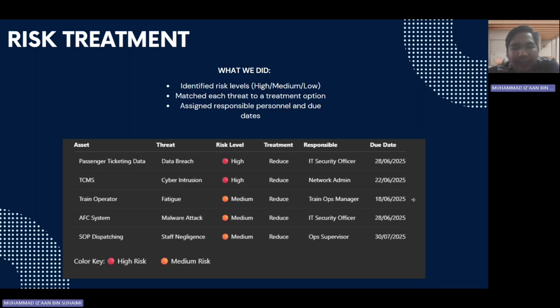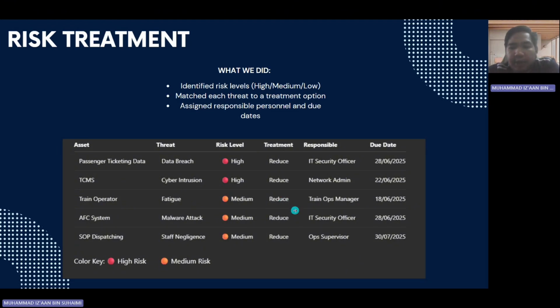Assalamualaikum and good day everyone. My name is Muhammad Iz'aan bin Suhaimi. I will present the risk treatment strategy for our group project on RapidKL's NCII system. In this section, we focus on treating risks that were identified during the earlier analysis. We match each threat with an appropriate treatment option, assign a responsible person, and set a due date for implementation.